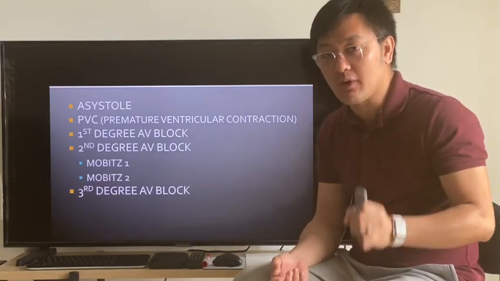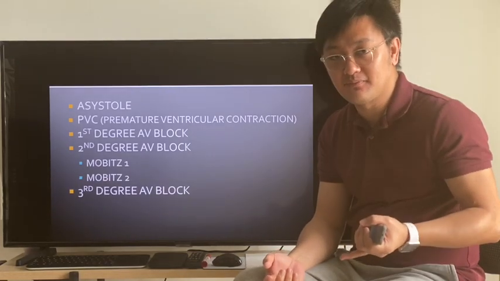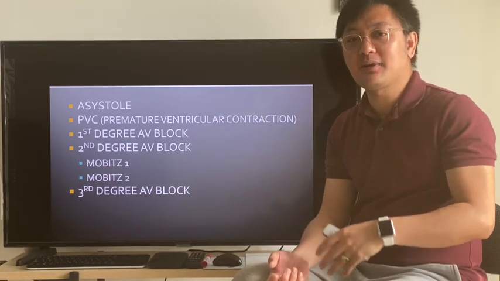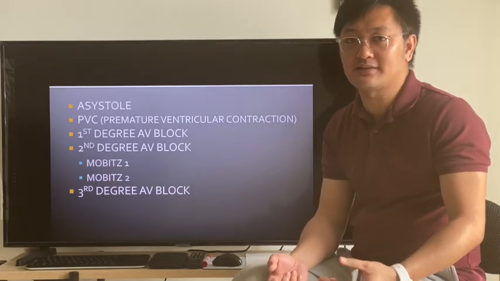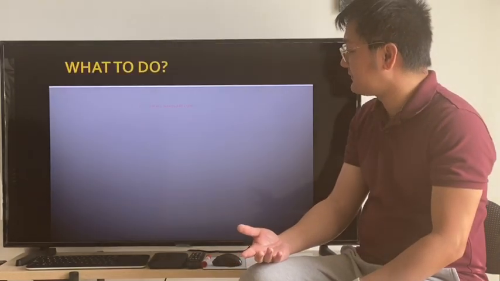Do we have a P wave? Do you have a QRS complex? Do we have a T wave? Can you follow? How many P waves do we have before QRS? How many T waves do we have after QRS? Are the waves complete? That is the first thing to do.